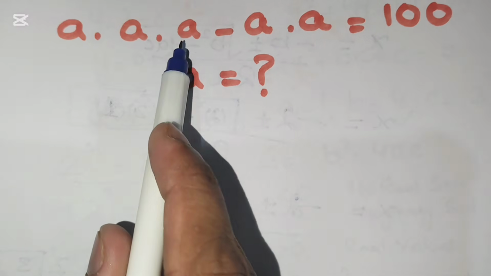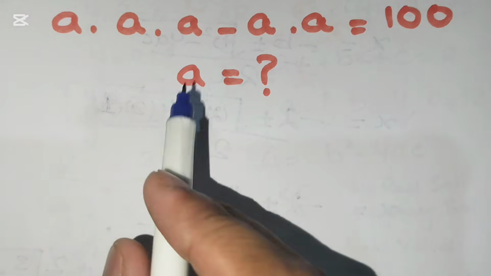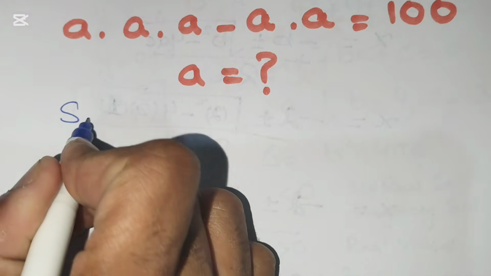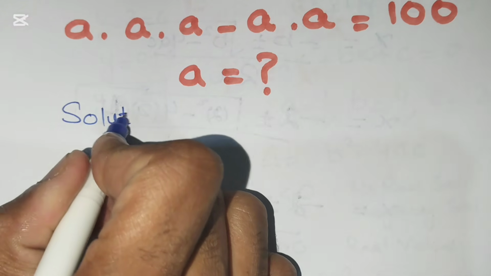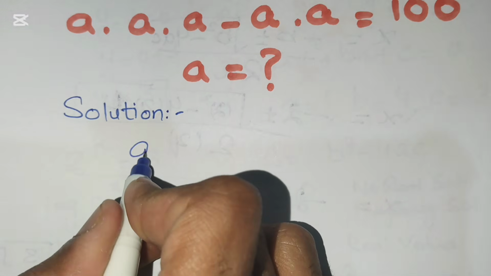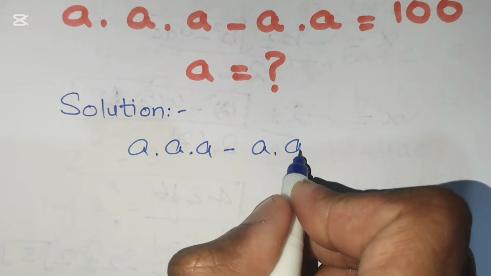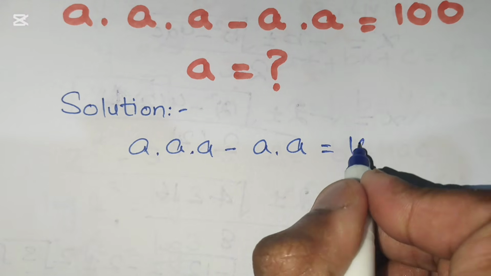A times A times A minus A times A is equal to 100. Find the value of A. We will start the solution of this question. We have an equation A times A times A minus A times A is equal to 100.